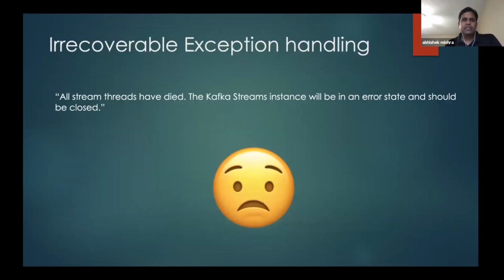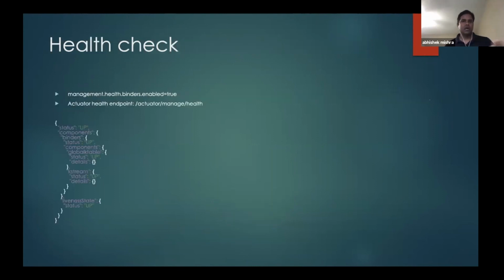There are some quirks in using Kafka Streams, like there are some irrecoverable exceptions where you'll end up with an error message like all stream threads have died, and the only way out is restarting that application. So we had the issue as well, and we use Kubernetes in our deployment. We use Spring heavily, so we have Spring Actuators and health endpoints coming with Spring Actuators.